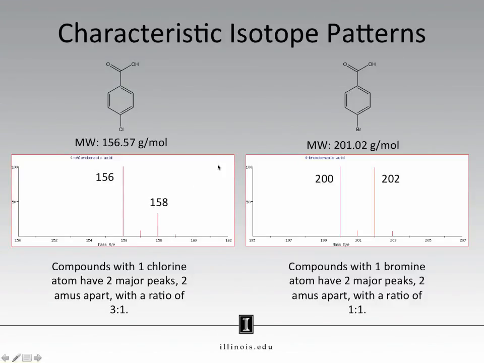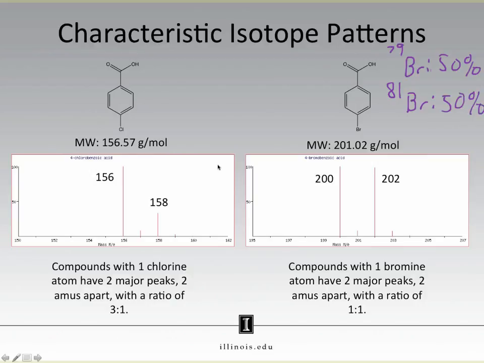Similarly, if I take that same molecule and now replace the chlorine with a bromine, I see another isotopic pattern. In bromine, my two main isotopes are bromine-79 and bromine-81, which exist in a roughly 50-50 ratio.